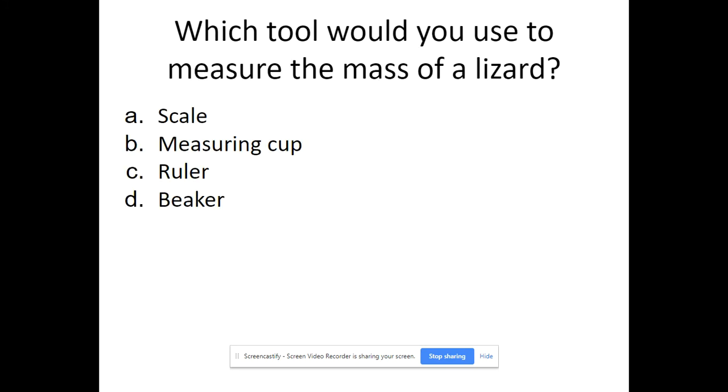So which tool would you use to measure the mass of a lizard? Answer on your whiteboard. Pause the video. If you said A, scale, you would be correct. B and D are both tools that we use to measure the volume, how much would fit inside of a container. And C, a ruler, is measuring the length of an object.